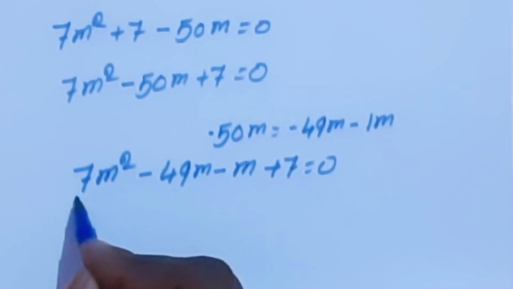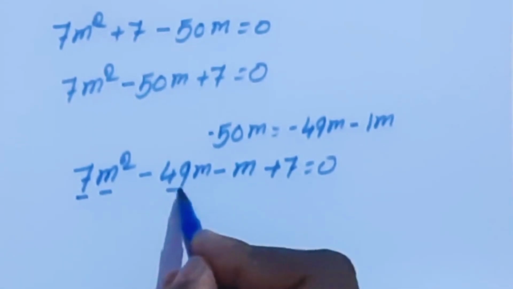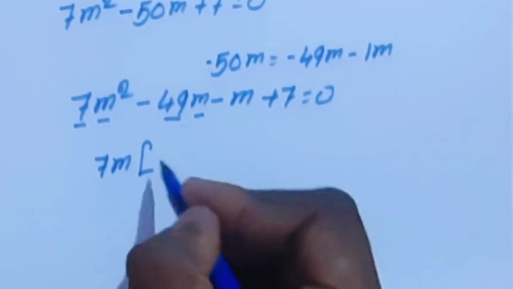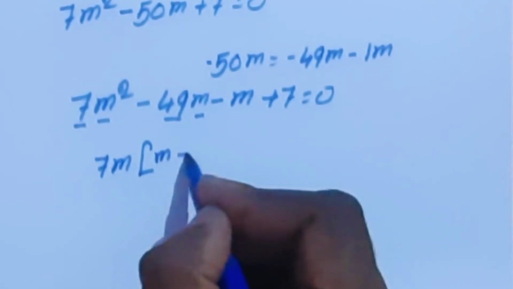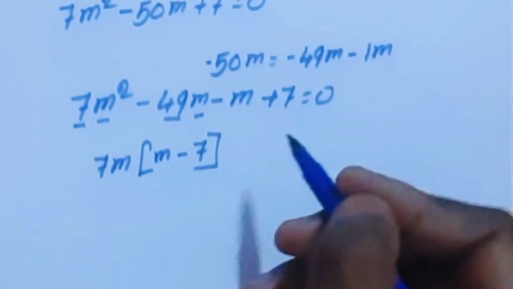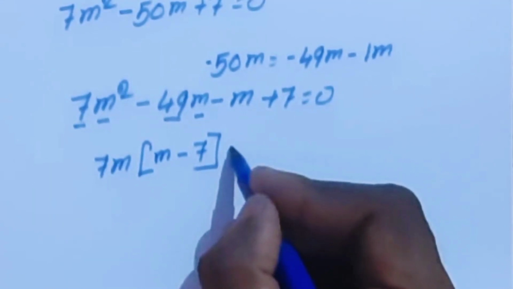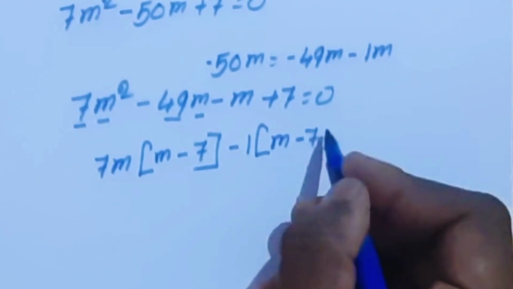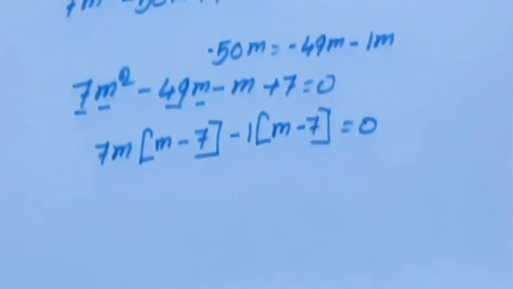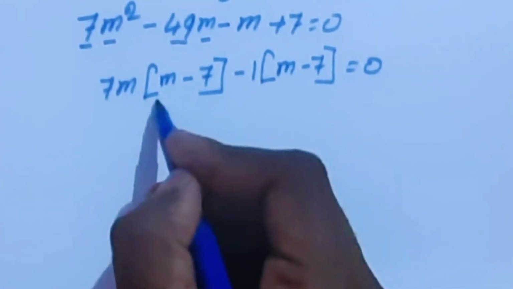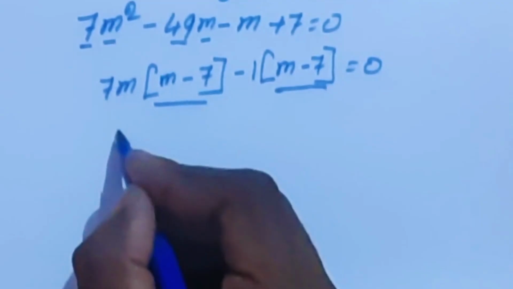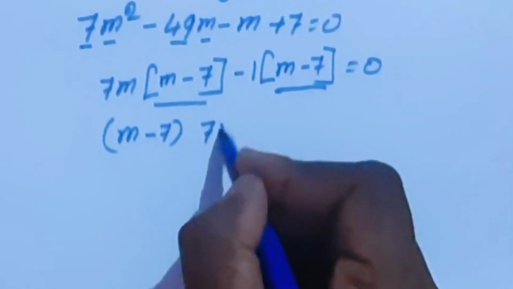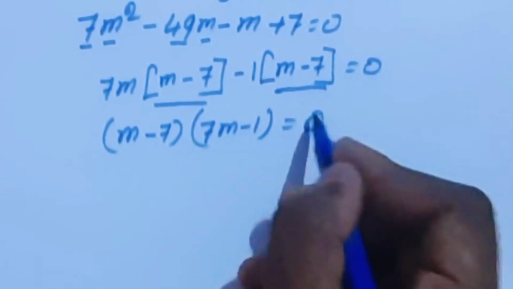Now here we are going to take 7 and m common out, so that 7m open bracket we have remaining here m minus 7. Here we are going to take minus 1 common out, so minus 1 open bracket m minus 7 equal to 0. Here m minus 7 common, we are going to take that out, so m minus 7 remaining we have 7m minus 1 equal to 0.